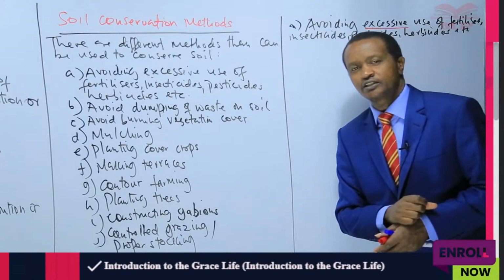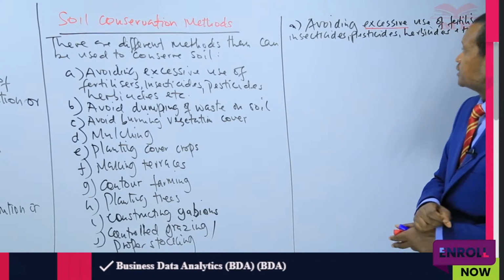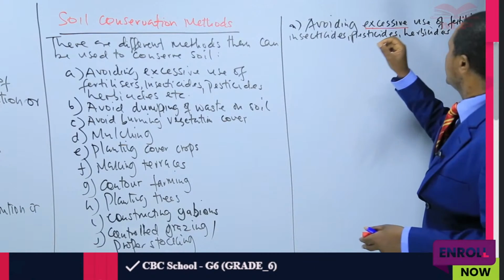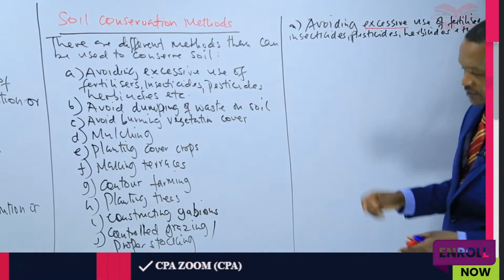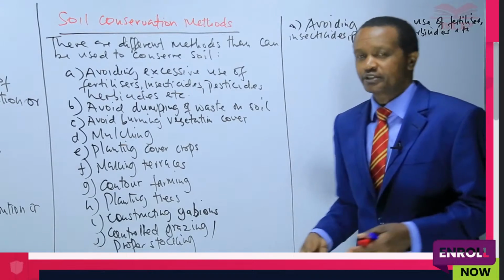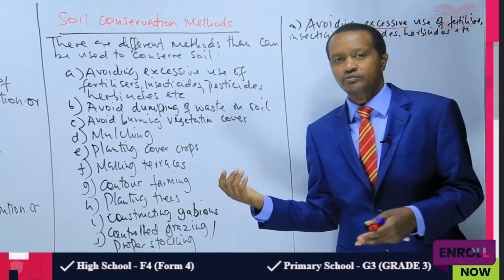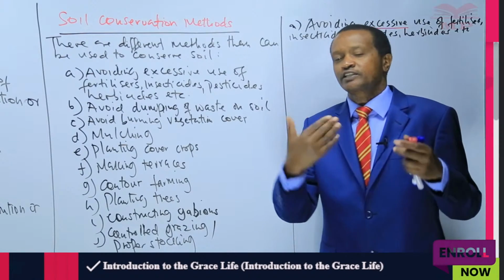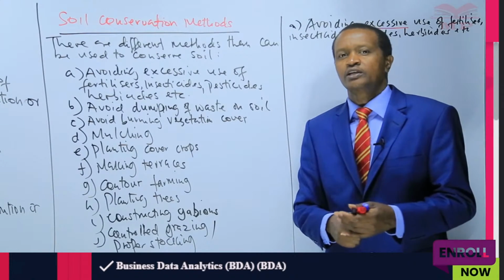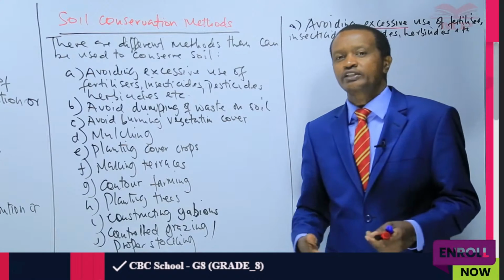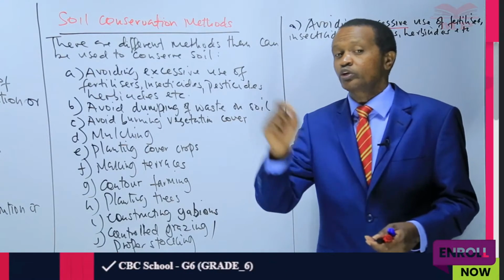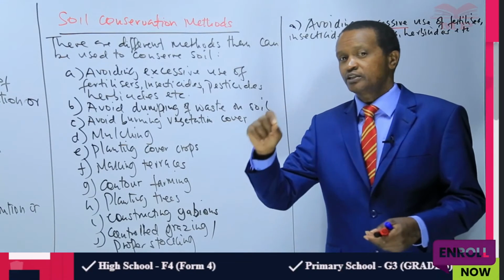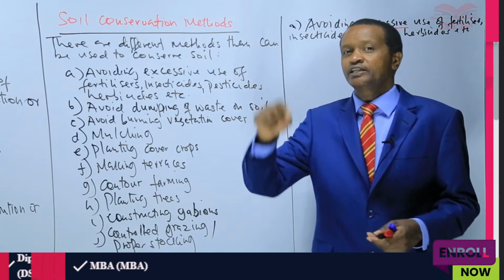Is that clear, learners? That is the first method, avoiding excessive use of fertilizers, insecticides, pesticides, herbicides, and so on. Because these fertilizers and pesticides contain chemicals which cause soil pollution, and that happens when these chemicals are applied in excess.